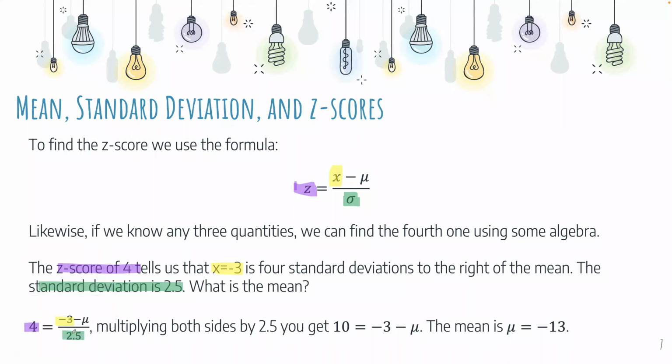And then when we multiply both sides by 2.5, we have 2.5 times 4, which is 10, equals minus 3 minus mu. And then moving the 3 to the other side makes 13 times negative 1. It means that the quantity that we are trying to find is negative 13. So the mean for this equation is actually negative 13.